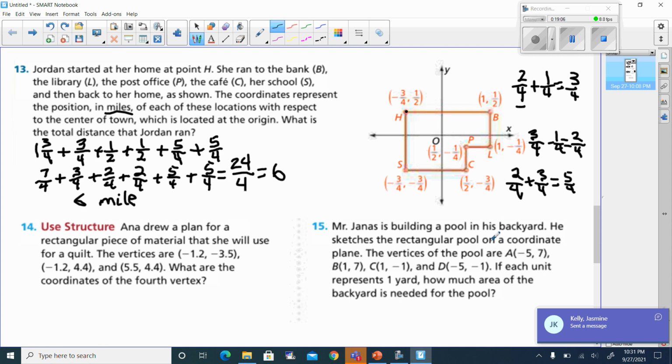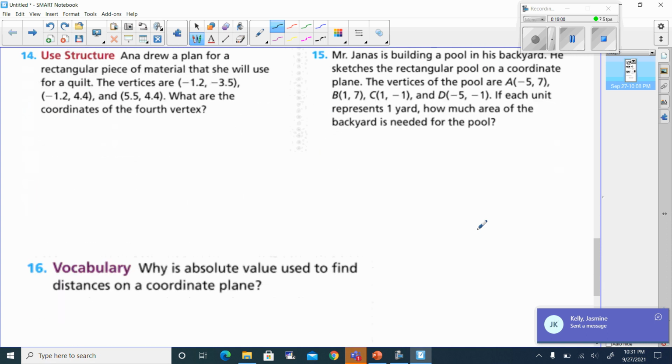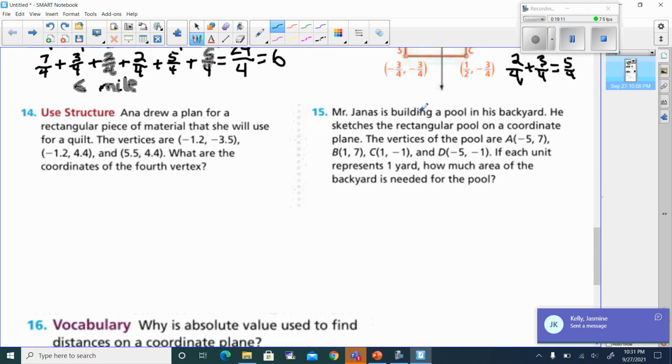All right, I'm going to be doing number 15 now. And let's see, number 15. Mr. Janas is building a pool in his backyard. He sketches the rectangular pool on a coordinate plane. All right, well, it's a rectangular pool, so we know that we're dealing with a rectangle. Across the coordinate plane, the vertices of the pool are A, B, C, D.